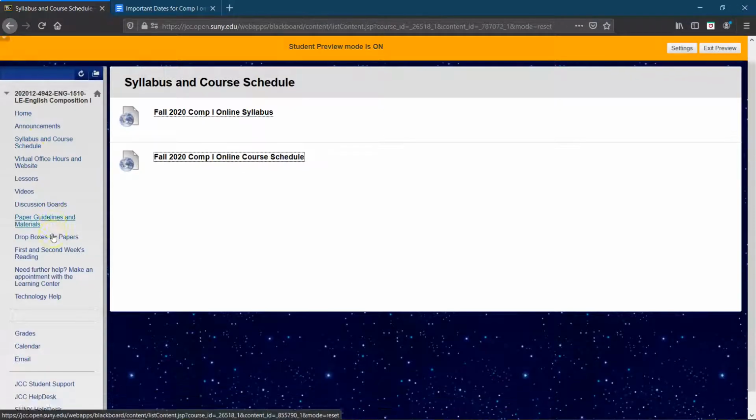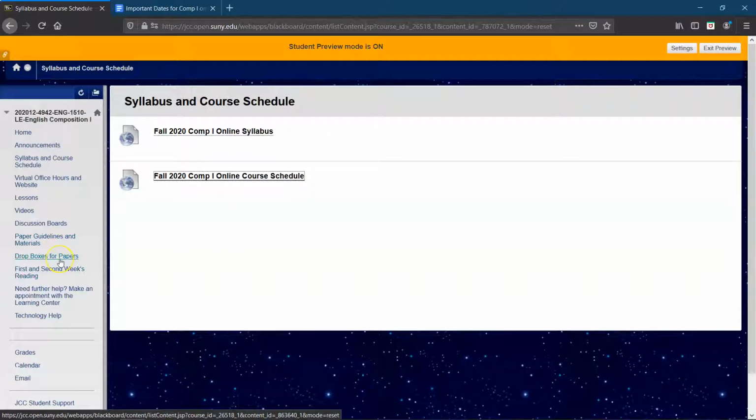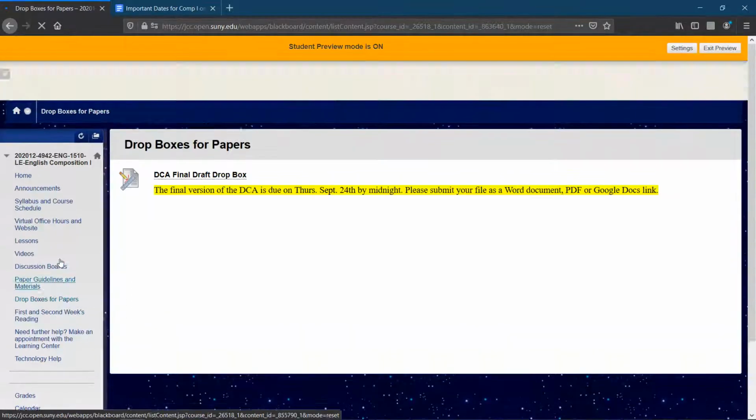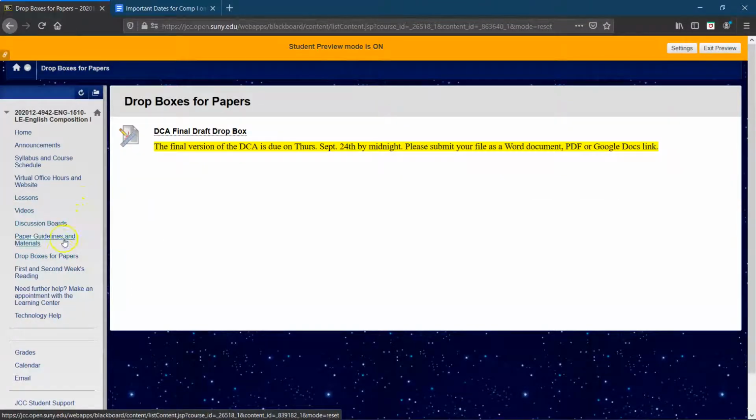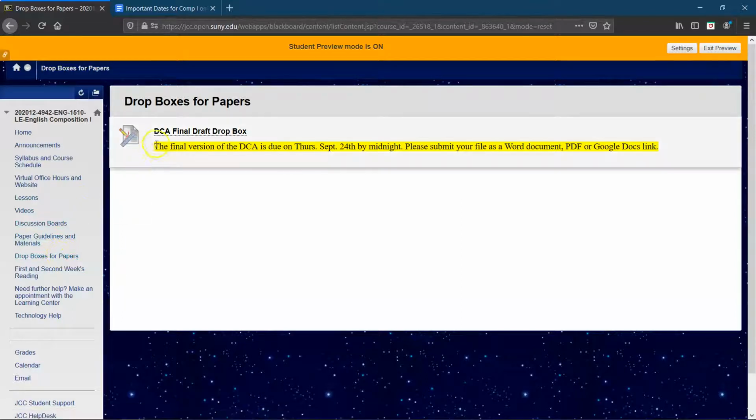But first, I would like to cover the Dropbox. So hopefully everyone finished peer review by Tuesday night. And if you have not already, I would definitely do peer review probably quickly. And then, like I said, the final draft of the DCA is due tonight by midnight. So I will show you how to turn in the paper via the Dropbox. So what you're going to do is go under Dropboxes for papers and go under the DCA Final Draft Dropbox.